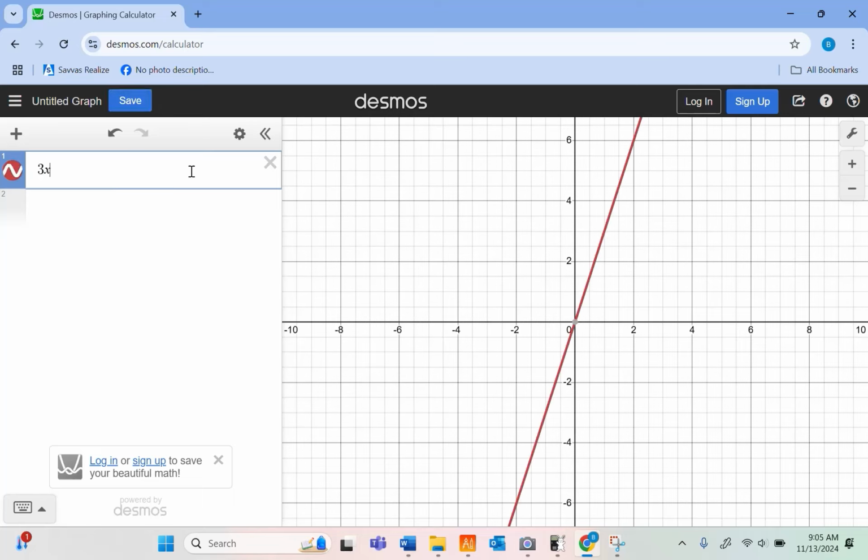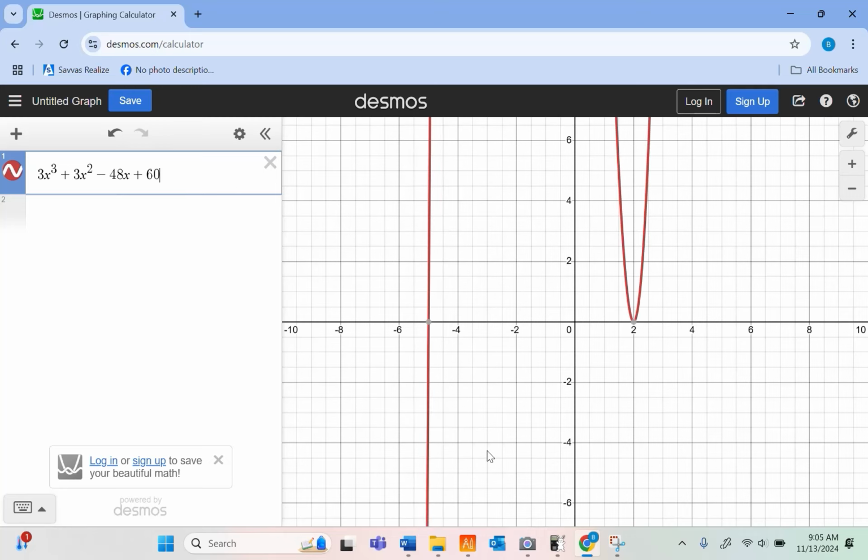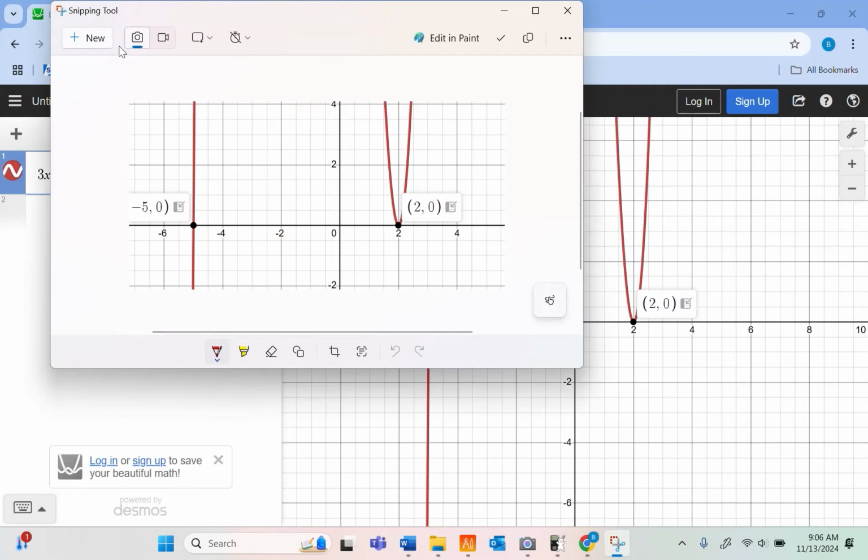So we had a 3x to the third plus a 3x to the second minus 48x plus 60. All right, so here's my one real answer. Oh, there happens to be another real answer. Okay, what's cool about this is how many times these answers are happening. Oh, I see how it factored now. Ugh, bummer. This is a touch. It's happening twice. I'll go ahead and steal this real quick so I can use it for instructional purposes.